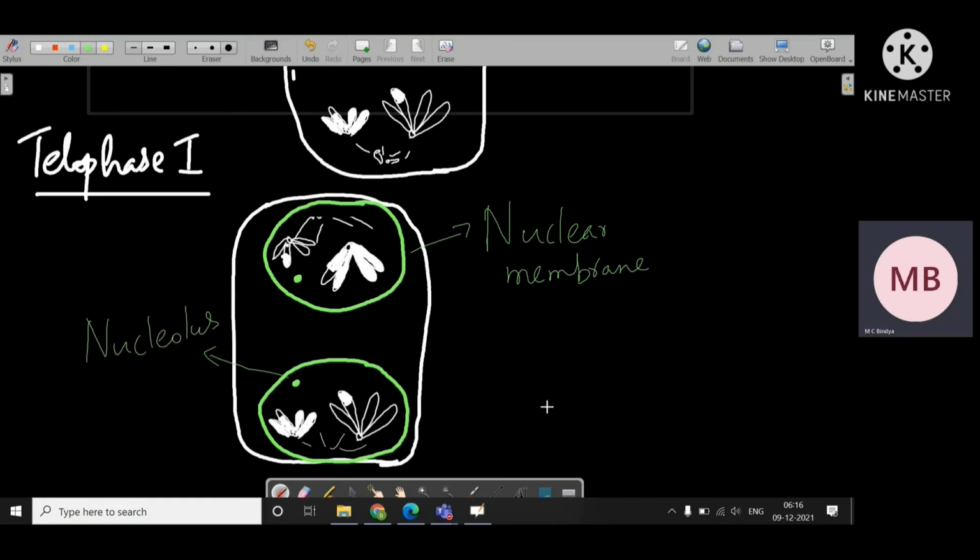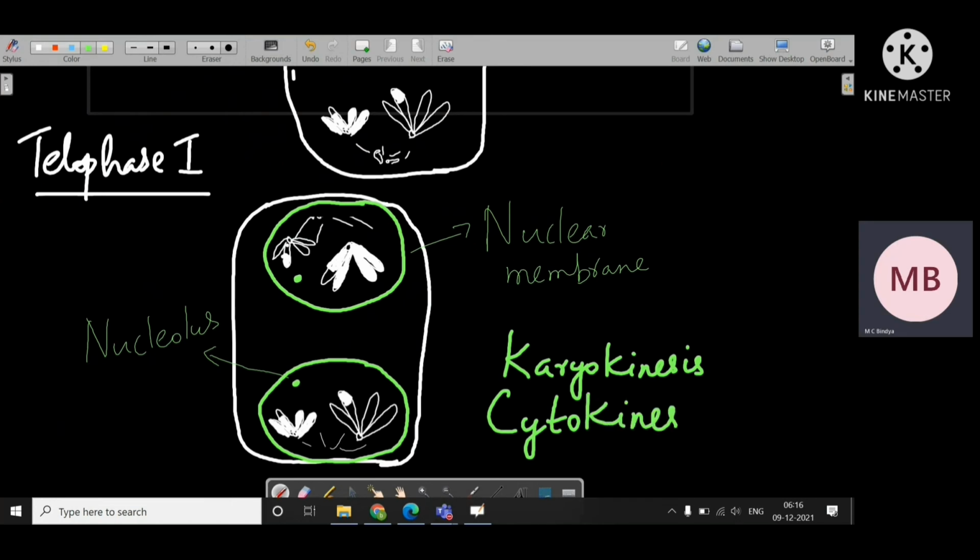So with this, the karyokinesis is over. Karyokinesis, or the nuclear division for the meiosis 1 stage, is completed and followed by the karyokinesis is cell division, that is cytokinesis. So this cell will divide into two.